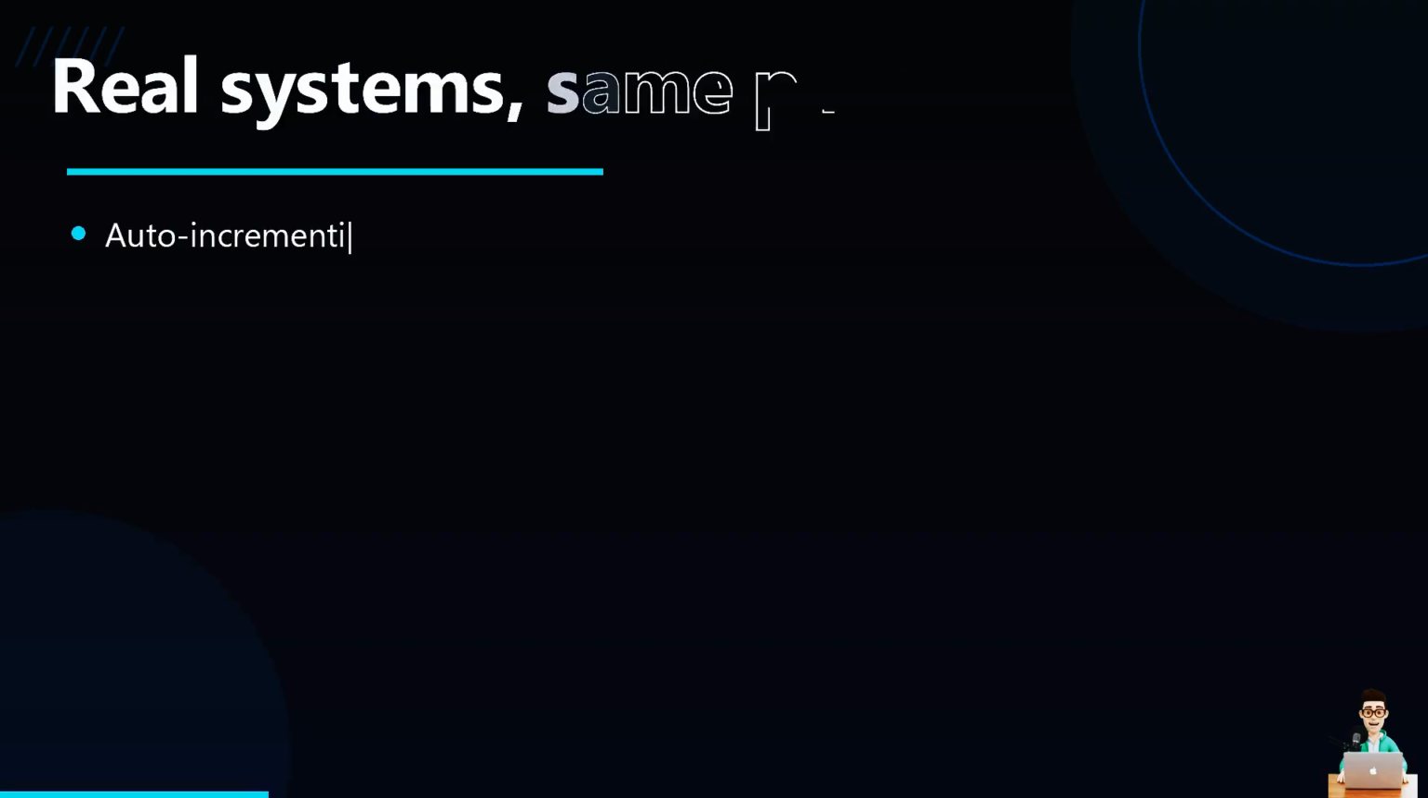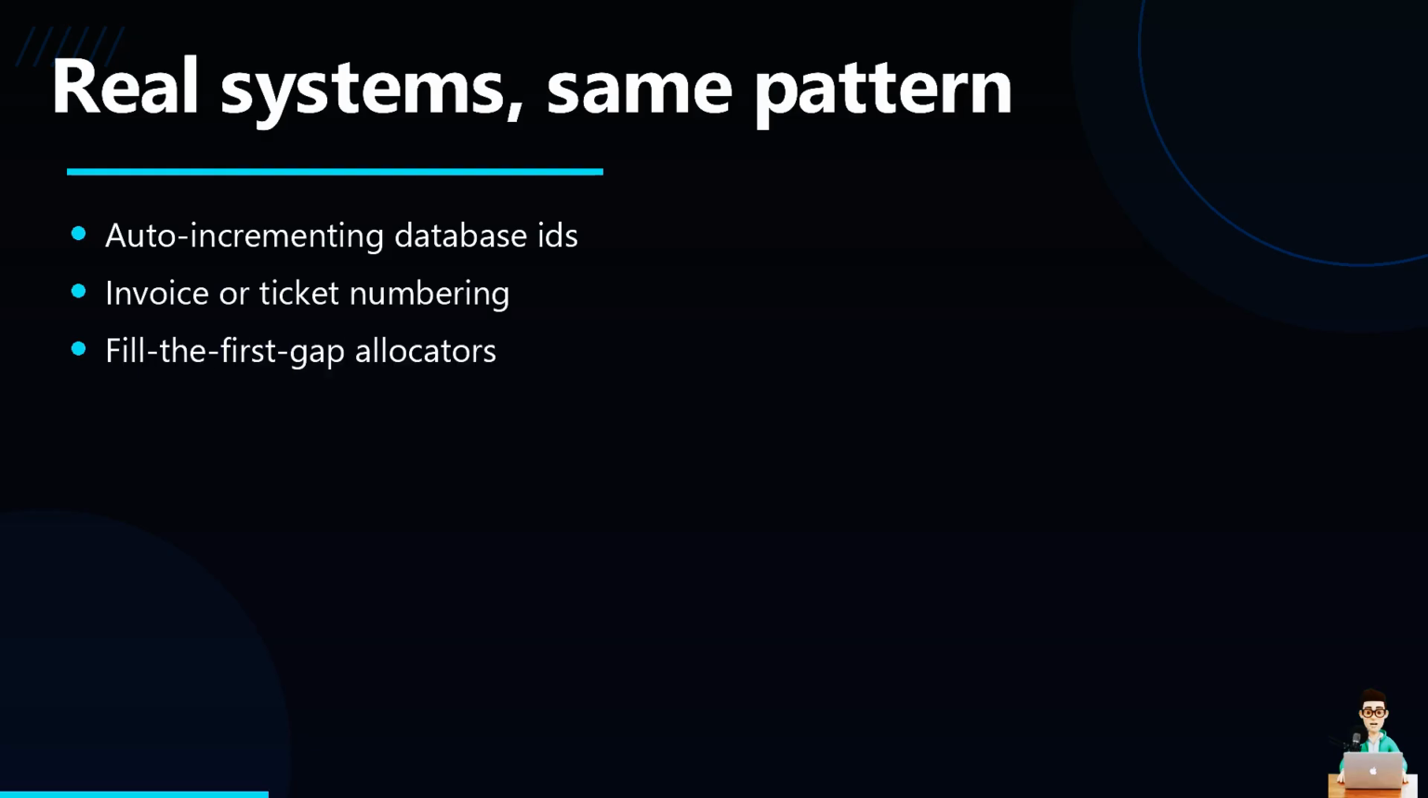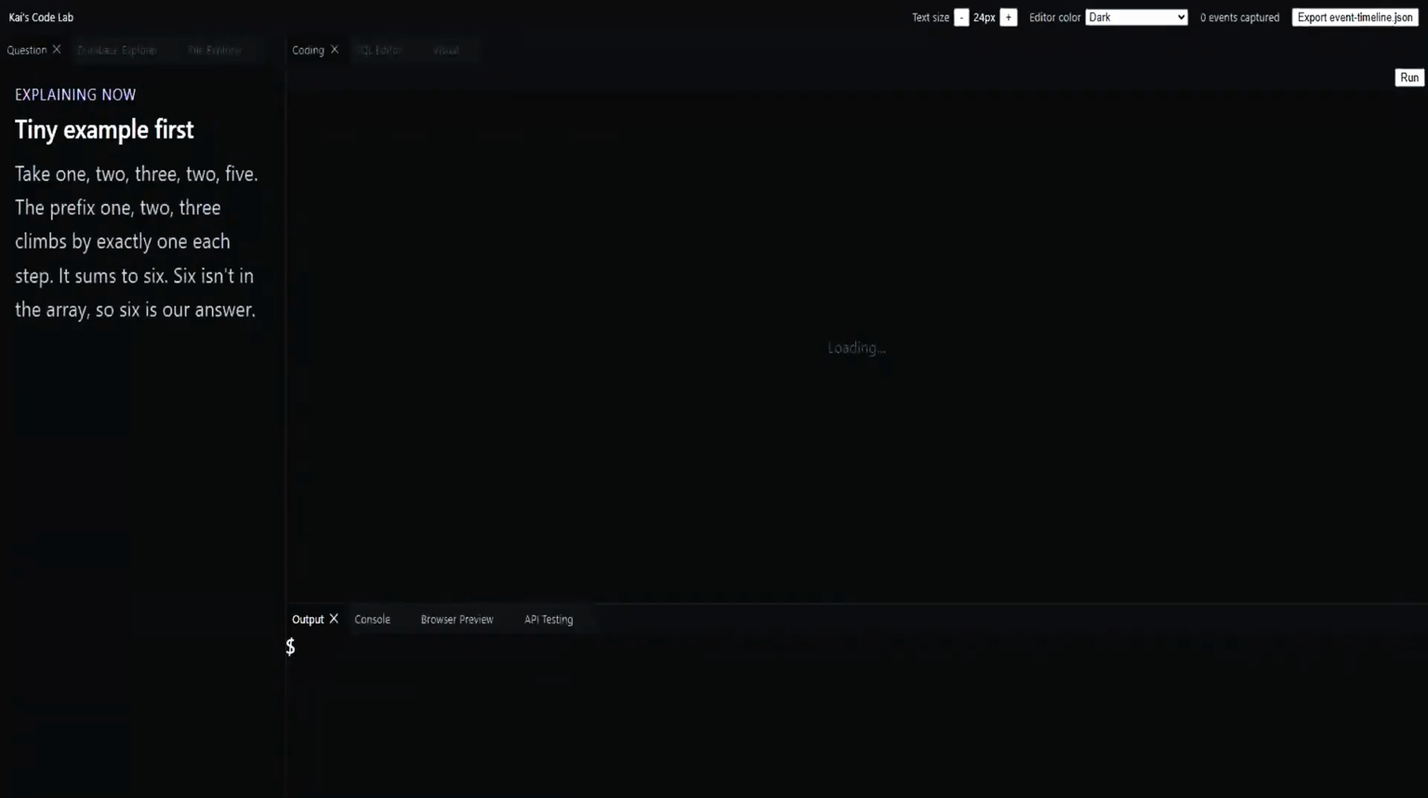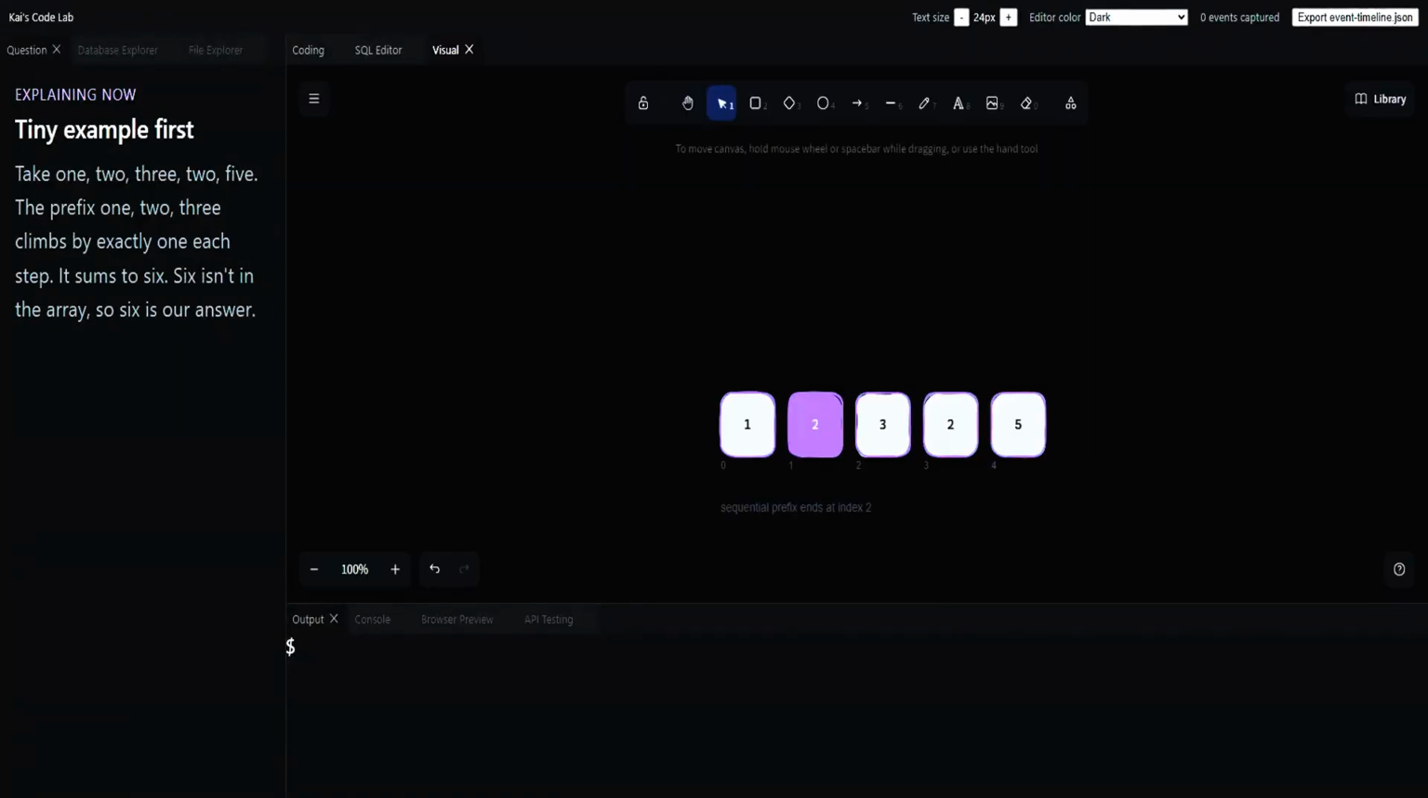Clean. This exact shape shows up anywhere numbers get handed out in order: database IDs, invoice numbers, ticket systems. Get the edge case wrong here and you silently reuse or skip a number in production. Take 1, 2, 3, 2, 5. The prefix 1, 2, 3 climbs by exactly 1 each step. It sums to 6. 6 isn't in the array, so 6 is our answer.